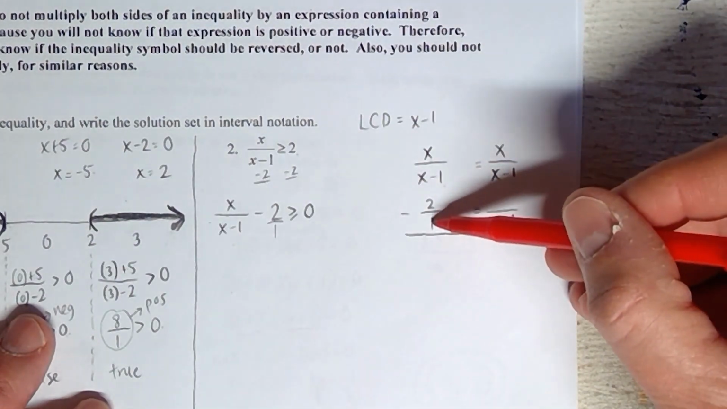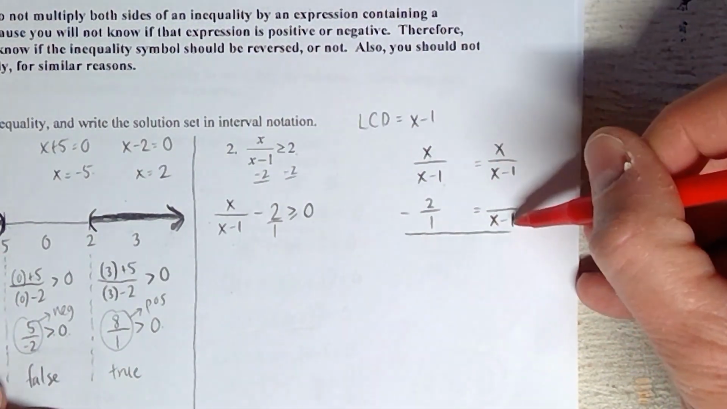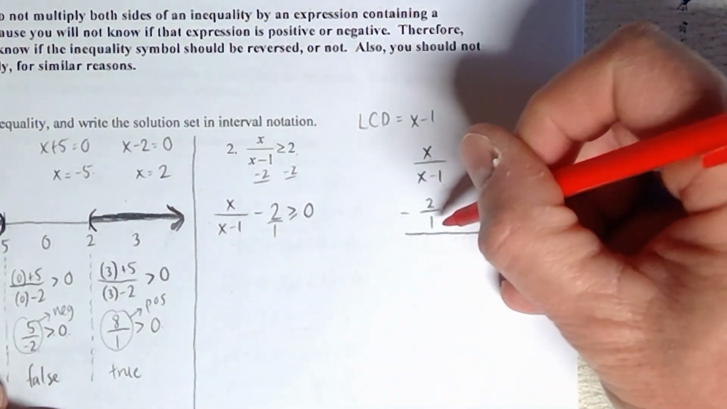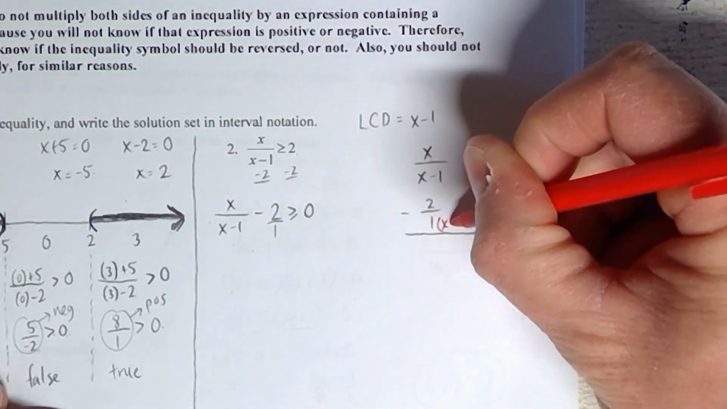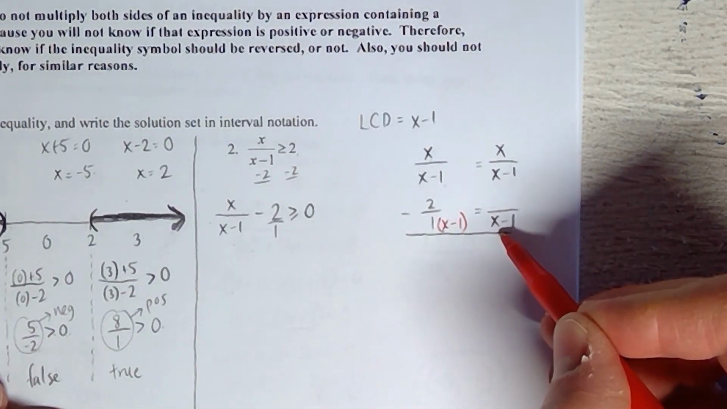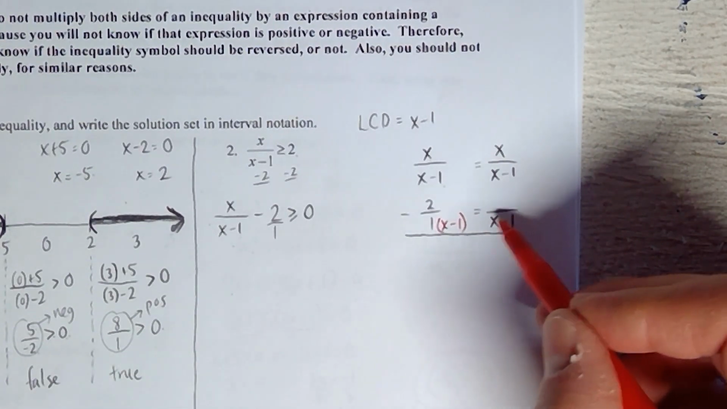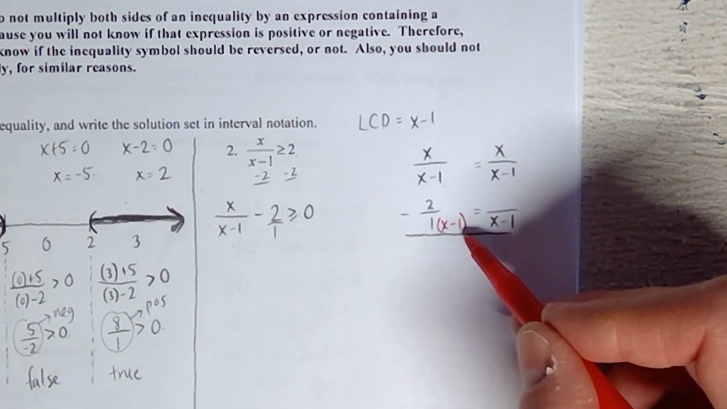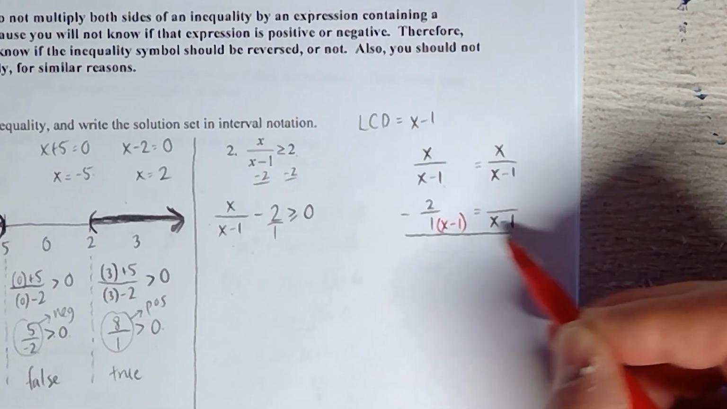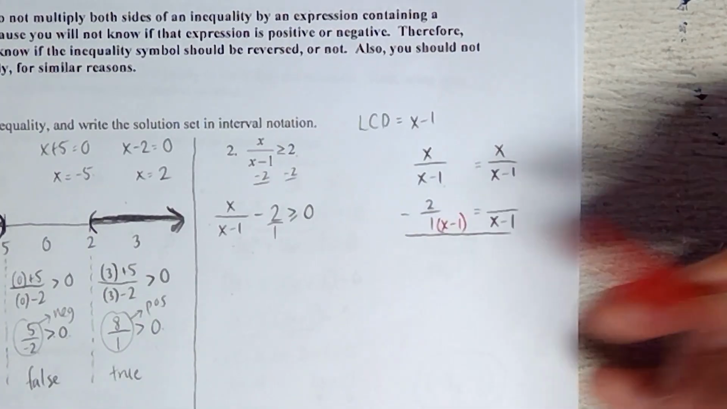So you've got to figure out 1 times what? You've got to multiply by something to make it equal to x minus 1 on the bottom here. Whenever you multiply by 1, you just multiply by the same thing that this is equal to, and it'll give you x minus 1. So if this had been equal to 8 right here, you'd say 1 times 8. If this had been equal to 10, you'd say 1 times 10. But since it's x minus 1, you say 1 times x minus 1.